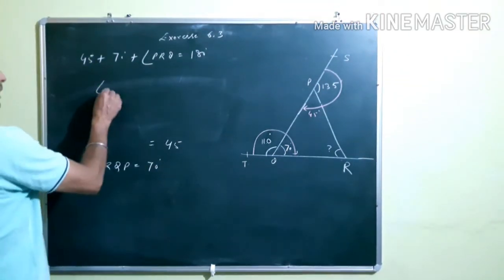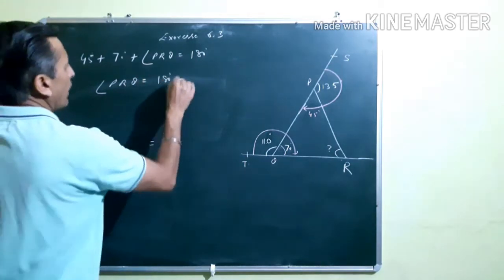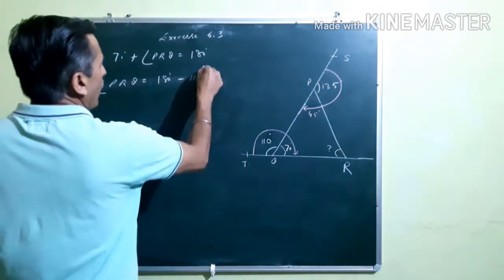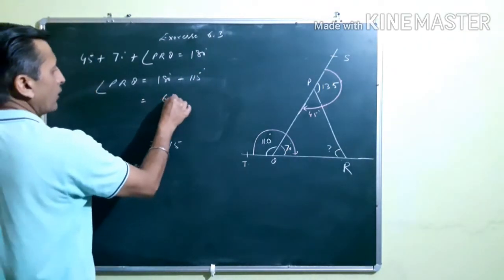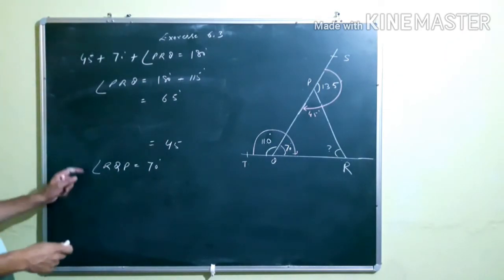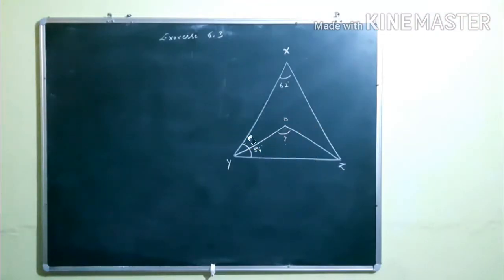So in this case, angle PRQ is equal to 180 degree minus of 70 plus 45, that is called your 115 degree, and that is equal to your 65 degree. Done. So this was your answer. This is your 65 degree. That's all. So this is question number 1.